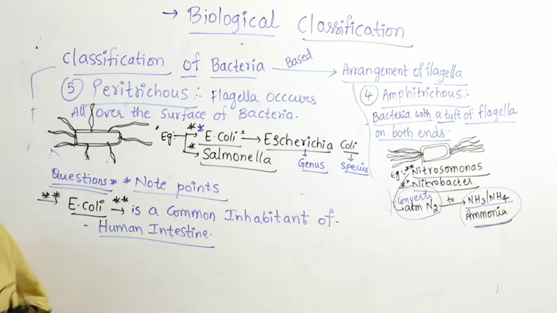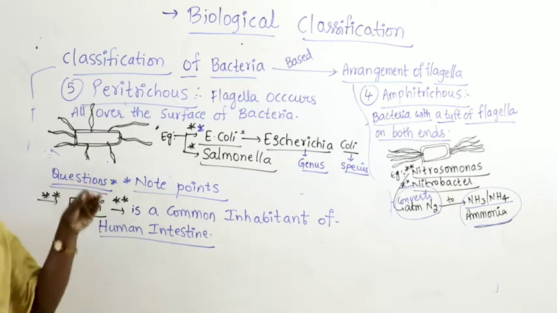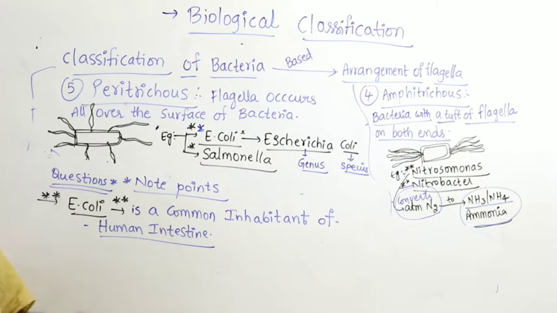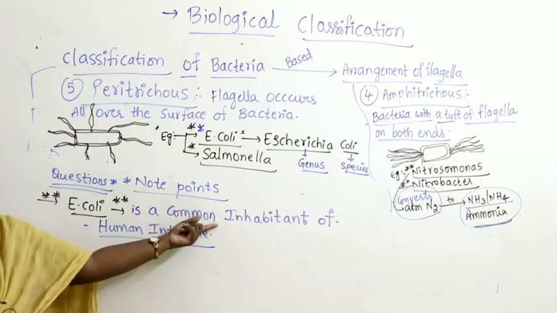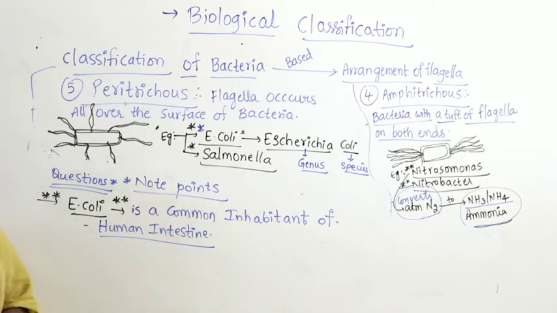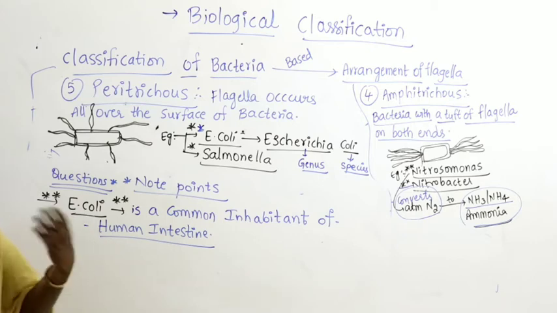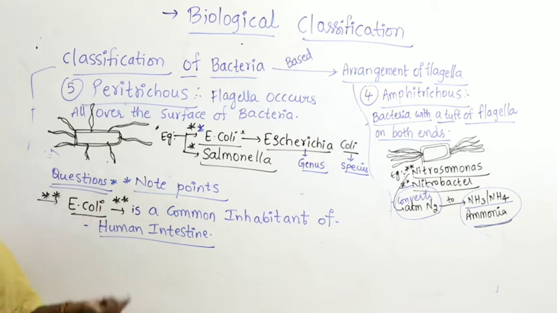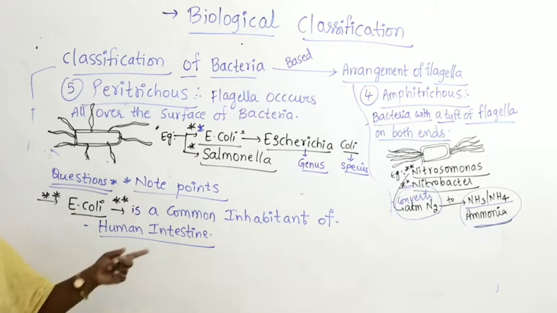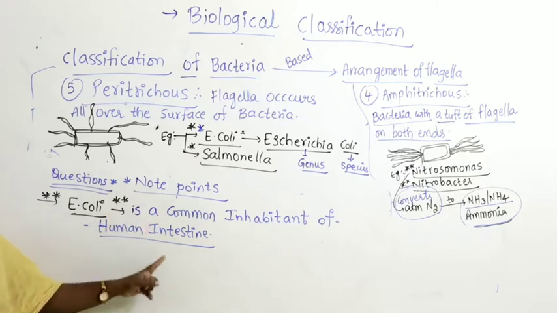So E. coli will take shelter in the intestine. In the human intestine, the most commonly found bacterium is Escherichia, that is, E. coli. It is a common inhabitant, which means it most commonly takes shelter in the human intestine. Of course, it has some important roles: it helps in checking pathogens, and it helps in the digestion of food. So it is a favorable bacterium for humans.